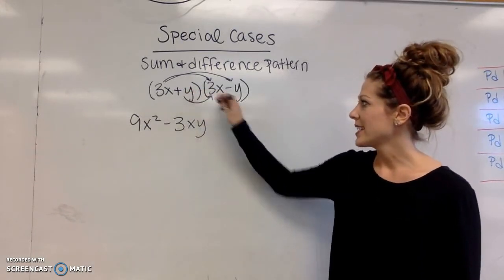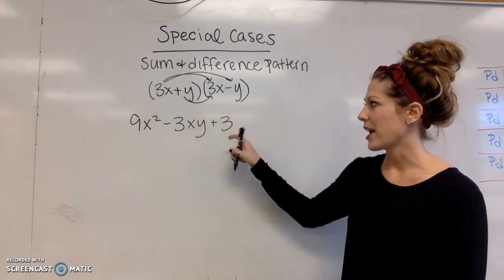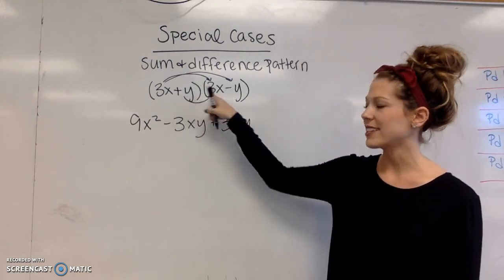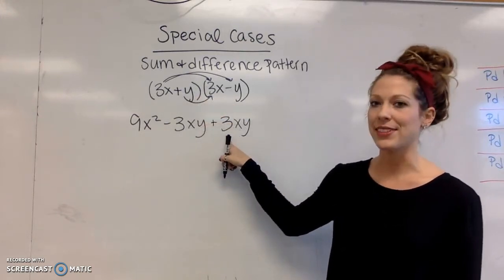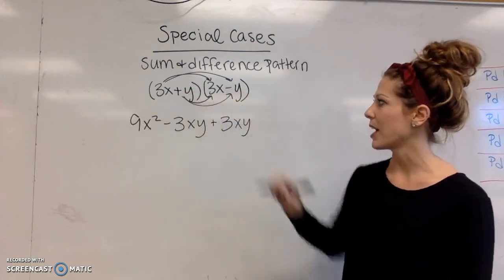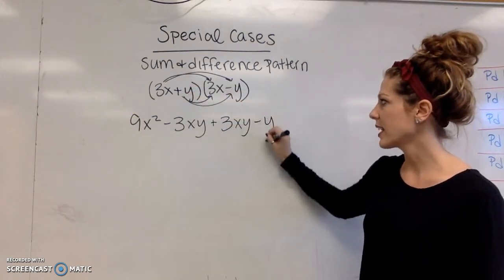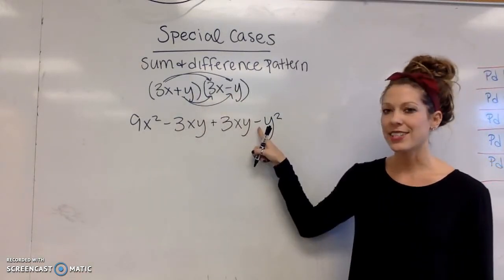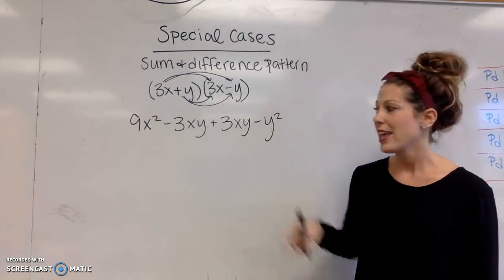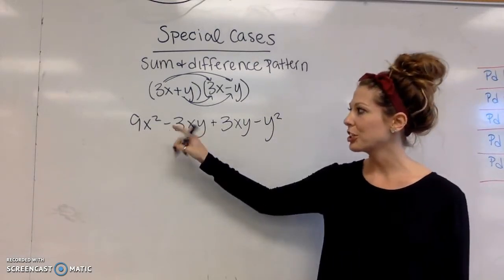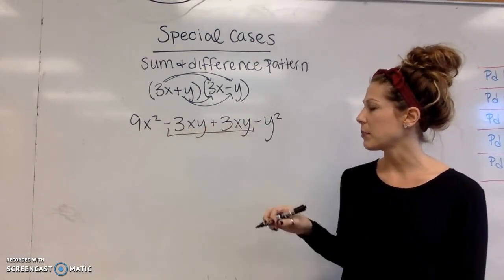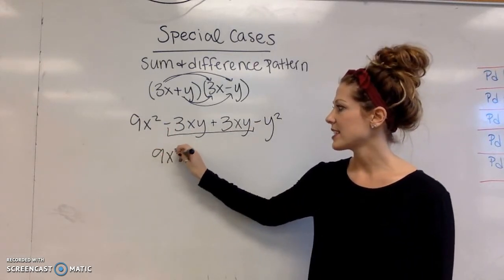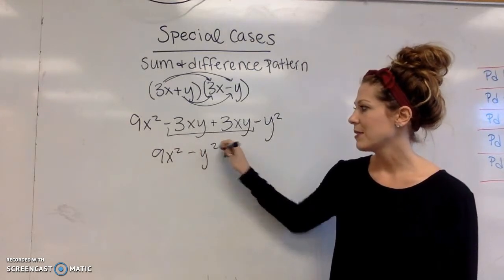So when we take y times 3x, again, I always start with my coefficient and then I put them in alphabetical order. You could put y times 3x, but 3xy means the same thing. And then lastly, y times negative y gives us negative y squared. Positive times a negative gives us a negative. Y times y is y squared. So similarly, we see we have a negative 3xy and a positive 3xy that cancel themselves out. So our final answer is 9x squared minus y squared.